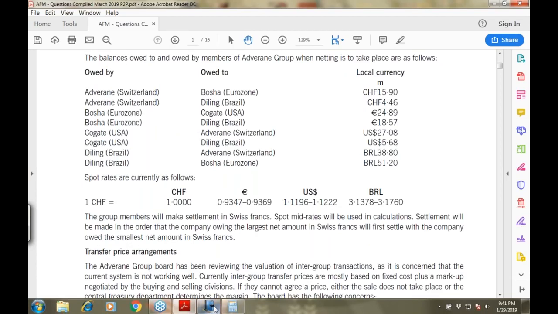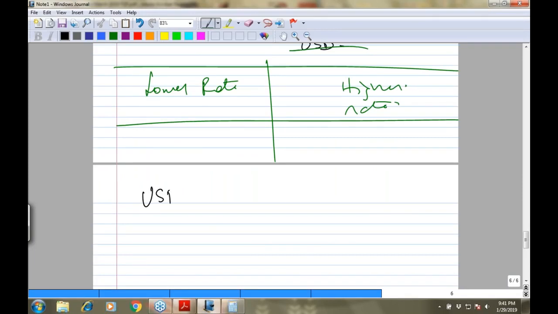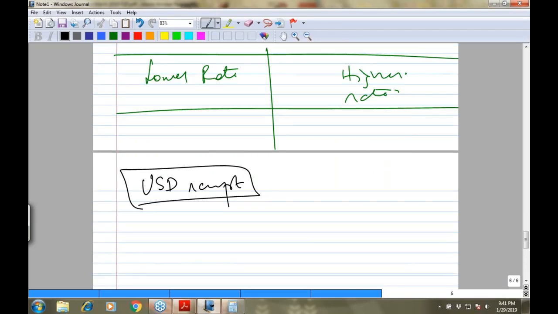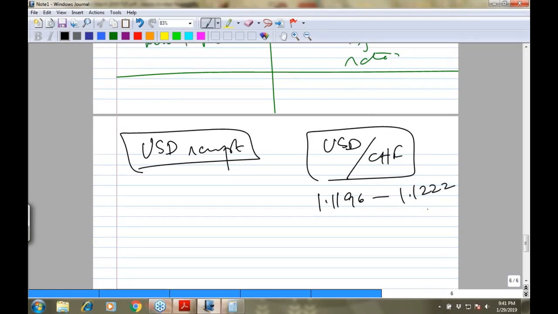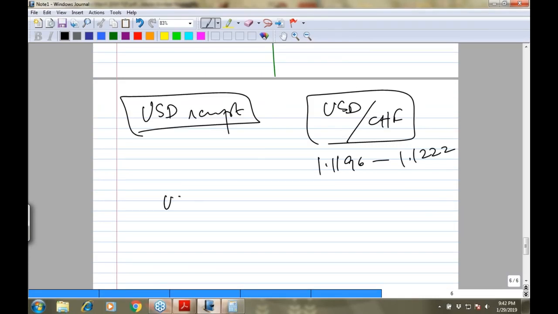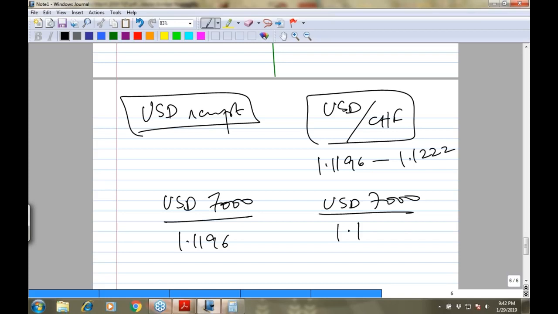Now, I am going to demonstrate this to you. We are expected to have a USD receipt. The exchange rate quoted is USD upon CHF, and the rates that we have are 1.1196 to 1.1322. Now, let's say the receipts are going to be USD 7,000. If I divide this USD 7,000 with 1.1196, and with 1.1222, the amount of CHF that I get in both scenarios is going to be like this.